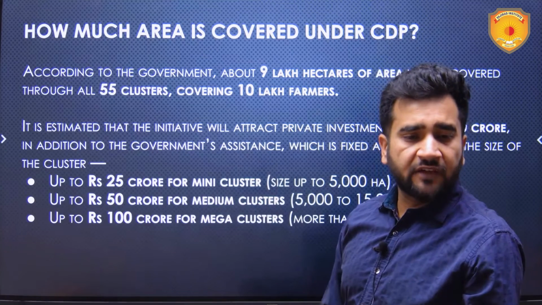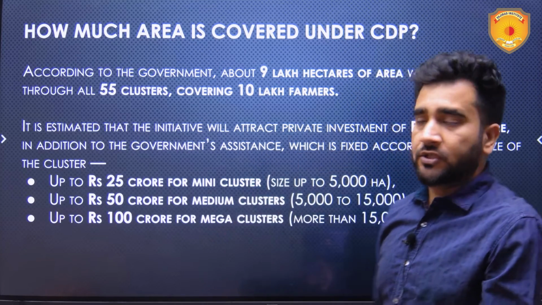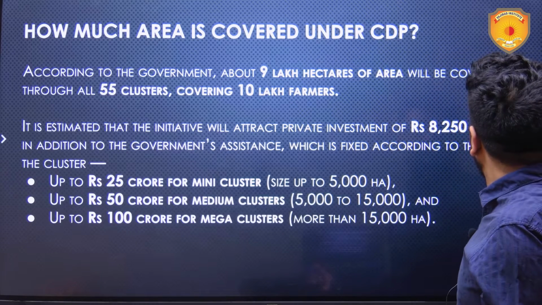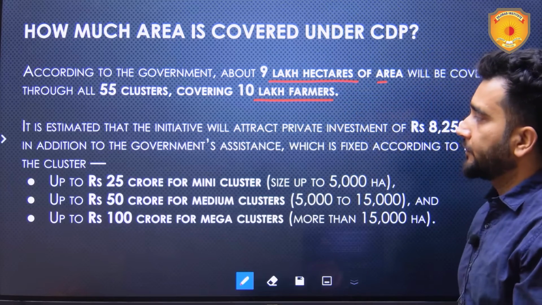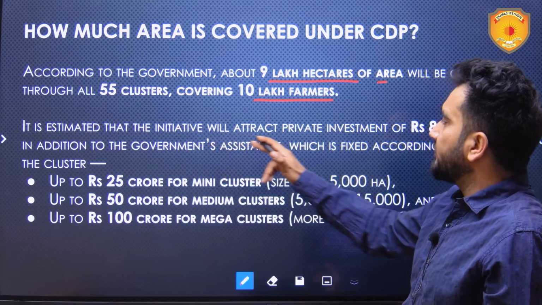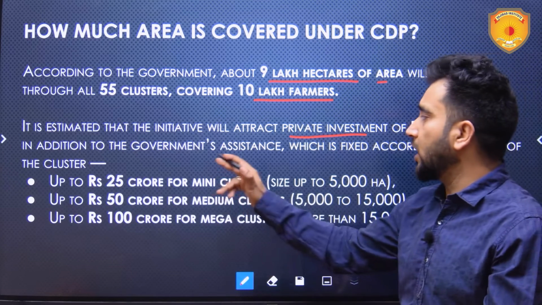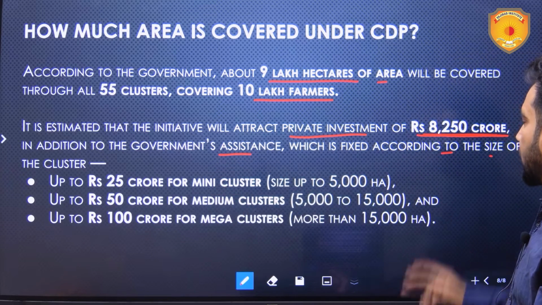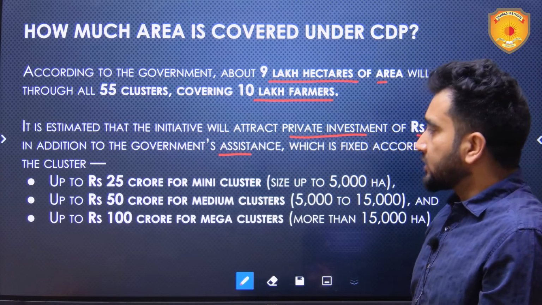How much area is covered under cluster development program till now? Till now we have 55 clusters, covering 10 lakh farmers and 9 lakh hectares of area. It is estimated that the initiative will attract private investment of 8250 crore rupees in addition to government's assistance, which is fixed according to the size of the cluster.